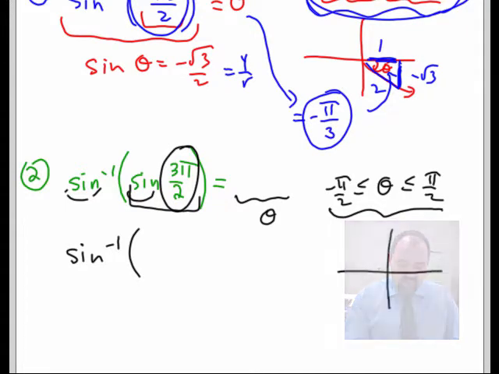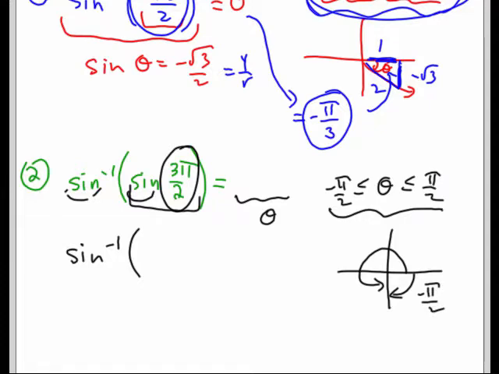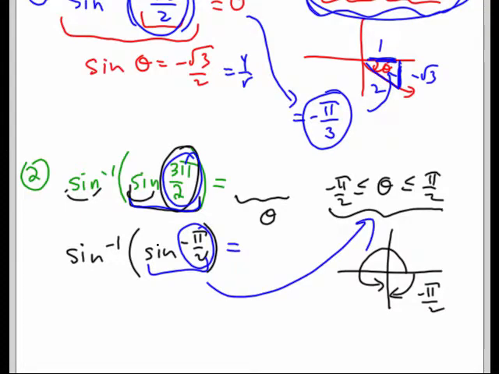So we're not allowed to talk about 3 pi over 2, which is here, but we are allowed to talk about negative pi over 2. They're the same angle, as we know. So if I change this, and remember, this is equivalent to this. And the reason I'm substituting these angles is that my output value has to be within this restricted domain. And now I should expect the answer to be negative pi over 2.